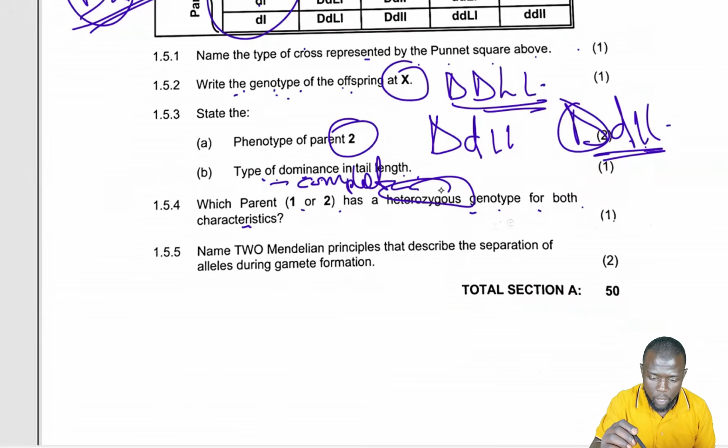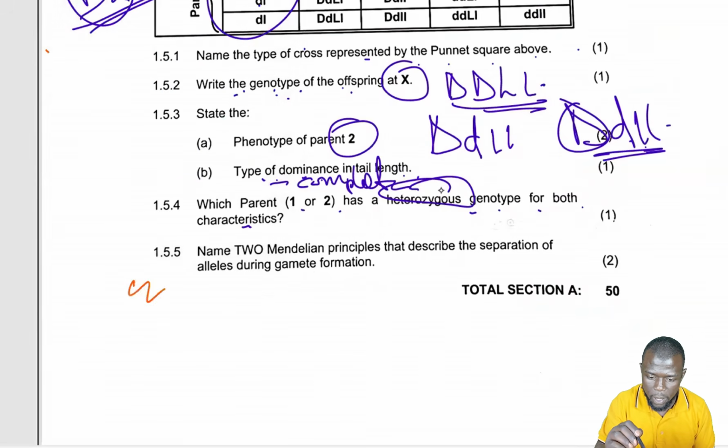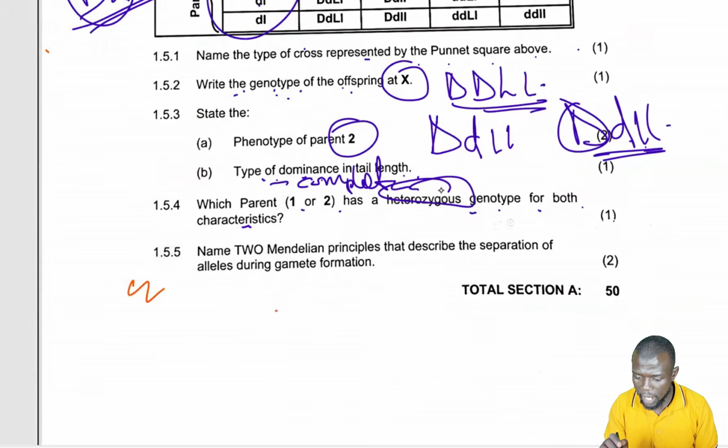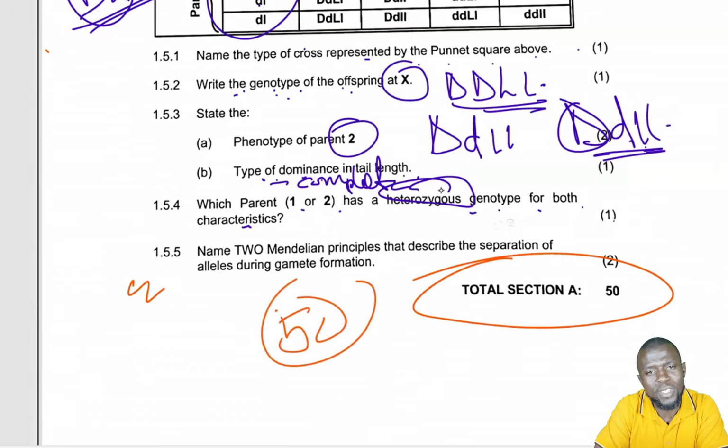So here we can talk about Mendel's principle of segregation, and then you can also talk about Mendel's principle of independent assortment. That makes us get 50 out of 50. Who got 50 out of 50, or who is willing to get 50 out of 50? And if you got them, thank you so much.